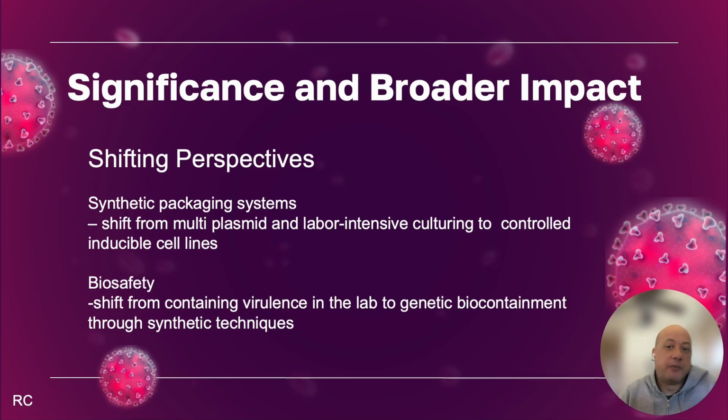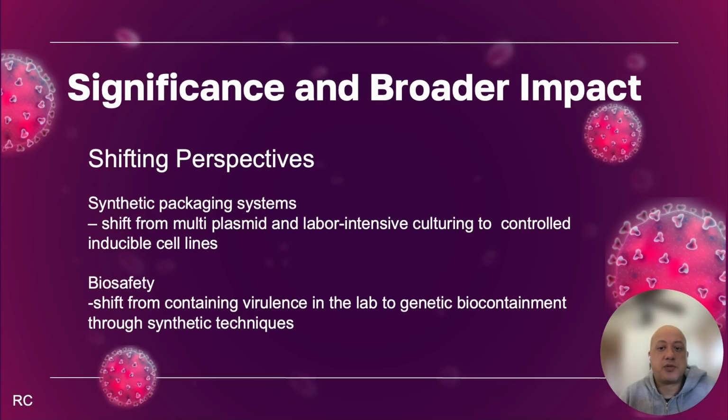The significance and broader implications of this study have been noted. This paper also shows a paradigm shift in how researchers can approach experimental designs. Influenza A virus production requires complex, labor-intensive transfection of multiple plasmids followed by culture in eggs or cell systems. Here, the researchers replaced that process with synthetic cell lines, which have inducible control over the viral component expression. This changes the virus production from a manual, multi-step process to a programmable and reproducible system.